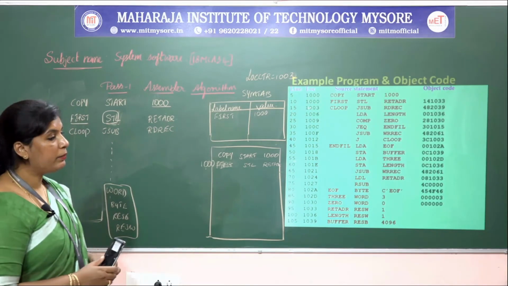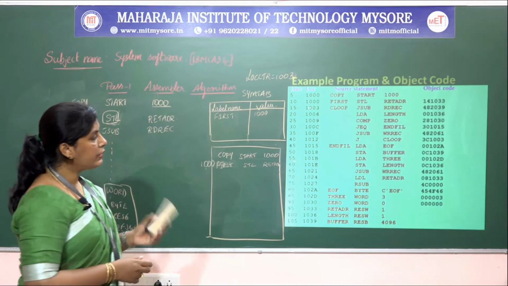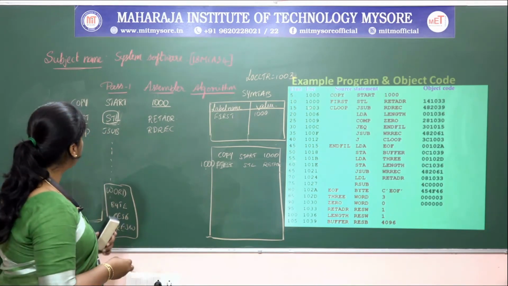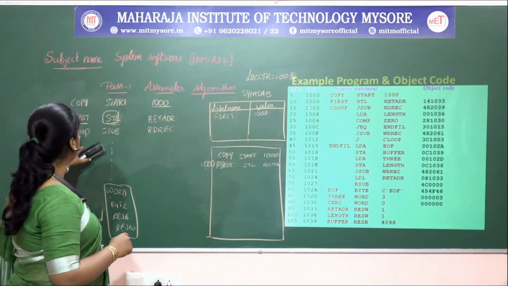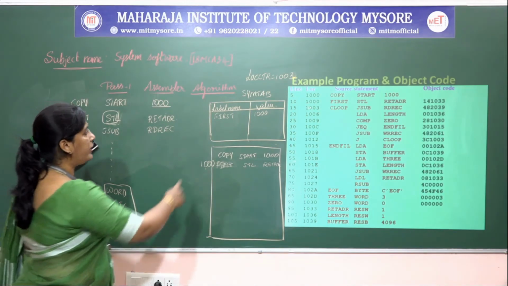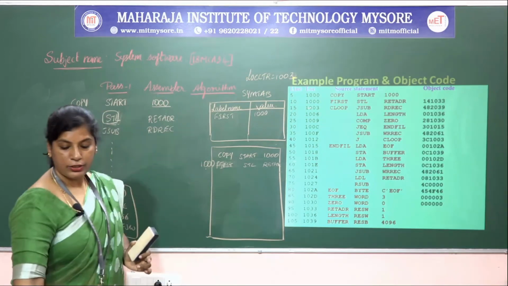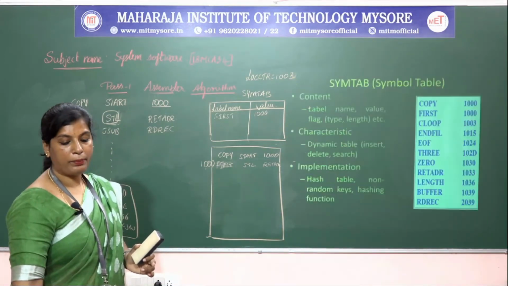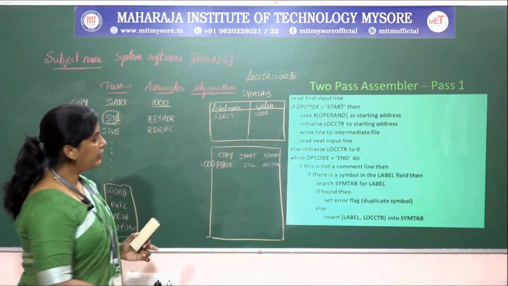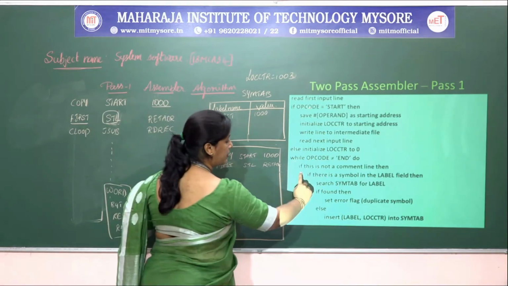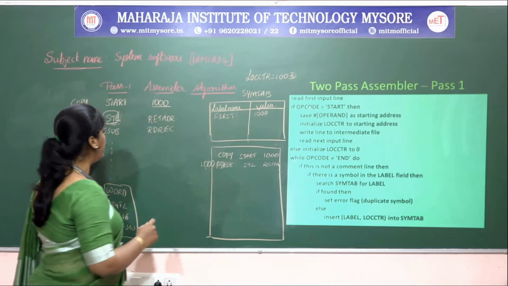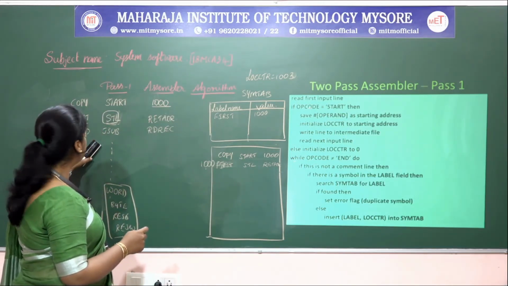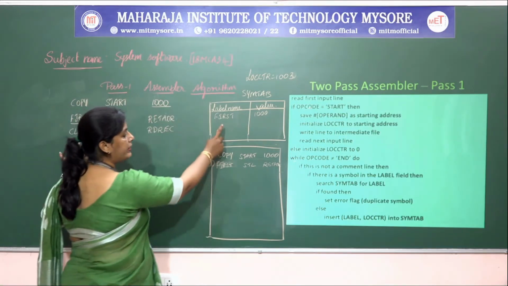So what is the next statement? It is CLOOP, that is JSUB RDREC. What is the location counter value now? It is 1003. First it is going to check whether the opcode is not equal to END, whether this is not a comment line, and whether there is a symbol in the label field. There is a symbol in the label field. What is the symbol name? That is CLOOP. Is CLOOP already there in the symbol table?